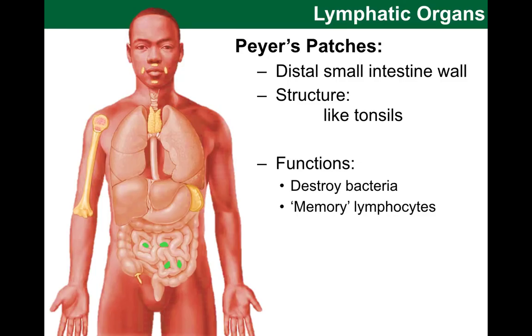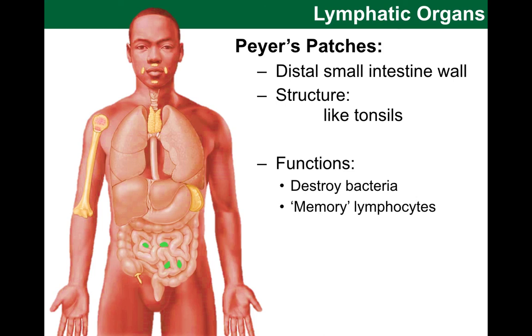Now, let's talk a little bit about a structure called Peyer's patches. These are clusters of lymphoid follicles located in the wall of the distal portion of the small intestine. Their structure is similar to that of the tonsils, which we just looked at. And finally, I want to mention their function. They destroy bacteria, preventing them from reaching the intestinal wall. They also generate memory lymphocytes.